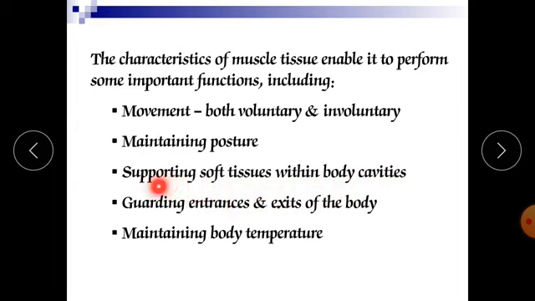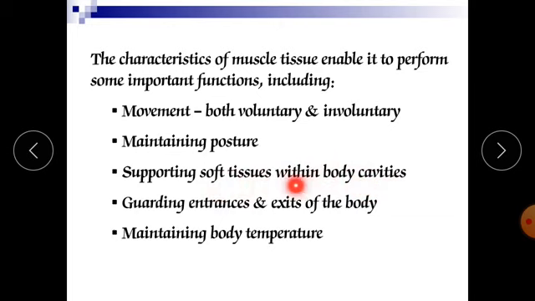The muscles are wrapped over the soft tissue, and due to this they are protecting our internal organs. For example, the sphincter muscles which occur at the stomach: there are two, one is the cardiac sphincter and the other is the pyloric sphincter. These sphincter muscles are responsible for supporting the soft tissues in the body.